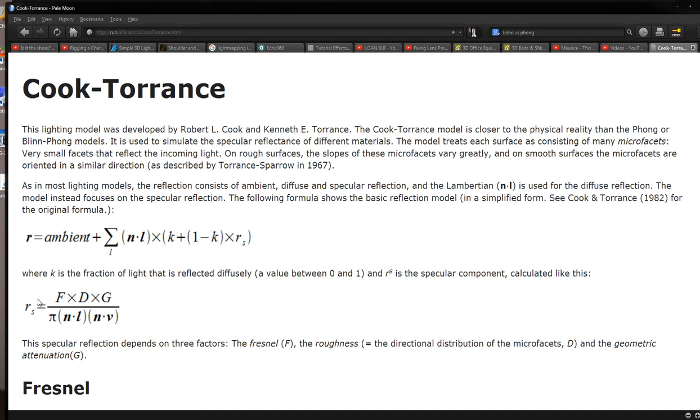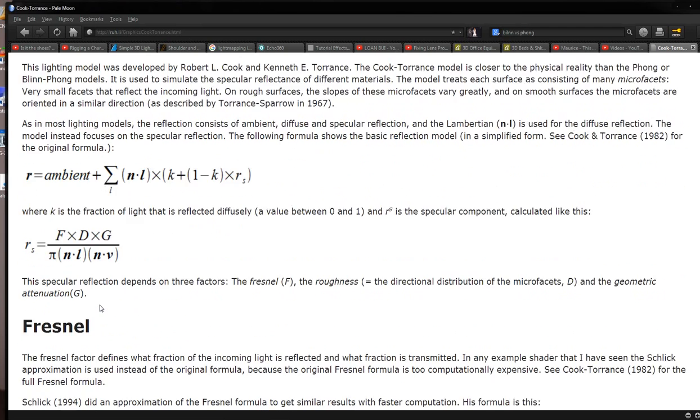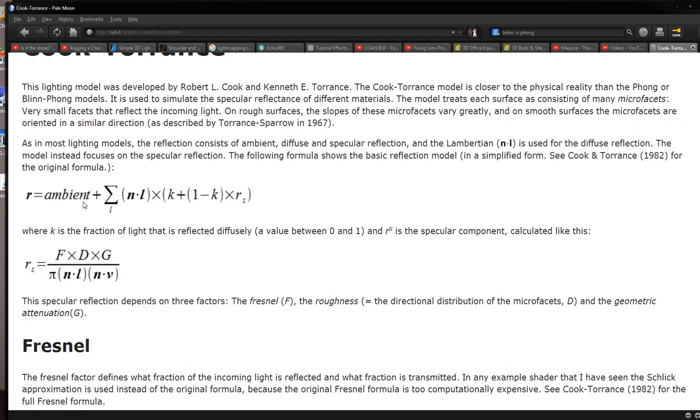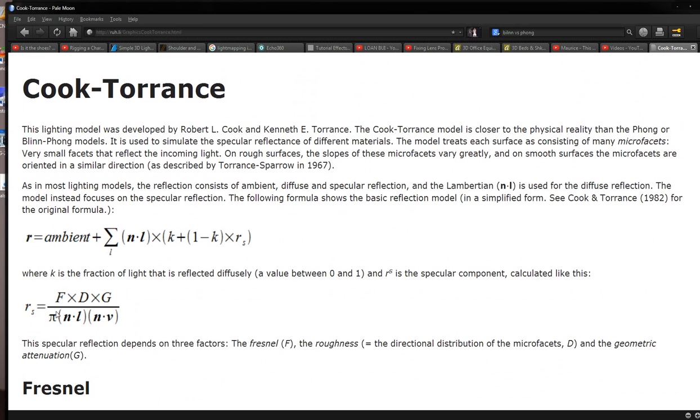Which is f times d times g divided by n dot l times n dot v for viewing direction. There's a pi sitting out front. The funny thing about the Cook-Torrance function is that this pi really shouldn't be in this equation. So when we write it, you can put the pi in or you could take it out. It really depends on what you want to do. I will not be putting the pi in for this shader in this tutorial.